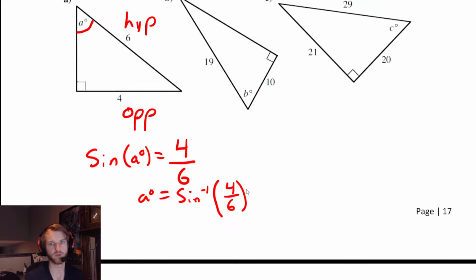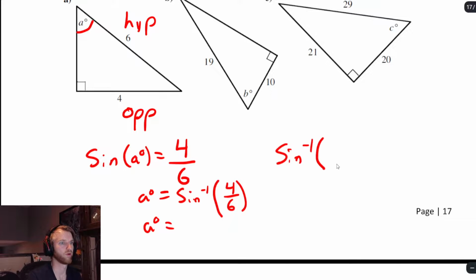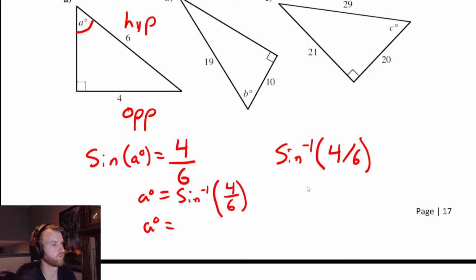So the way this is going to look in your calculator, because now we can put this into our calculator to get our final answer, is that it is going to say sine inverse, and it'll have an open bracket. You're going to say 4 divided by 6, close bracket. Okay, so if you do this, that will give you your final answer for what your angle is. Sine inverse 4 divided by 6.